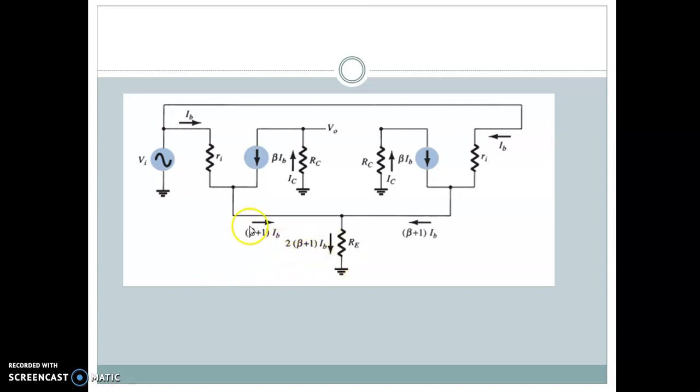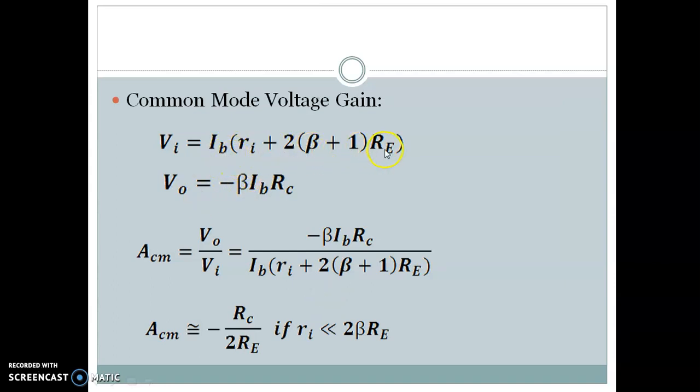So it has got high input impedance under the common mode operation, and we were interested in computing the common mode voltage gain. So what is V0? This is minus beta IB, because this is beta IB, times RC drop. So V0 is minus beta IB into RC. And what about your VI? It is the drop in RI plus the drop in the emitter resistance. So it is IB times RI plus 2 IB times beta plus 1 times RE, which I have given here.